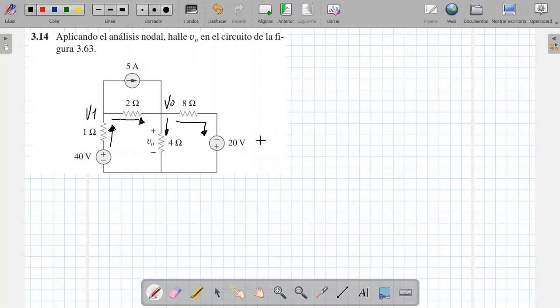Okay. Now, what I'm going to do is an analysis first at the V1 node. I am going to look at the currents that enter the node, which will be equal to the currents that leave the node. I'm going to name the currents I1, I2, I3 and I4, with I1 in that direction.